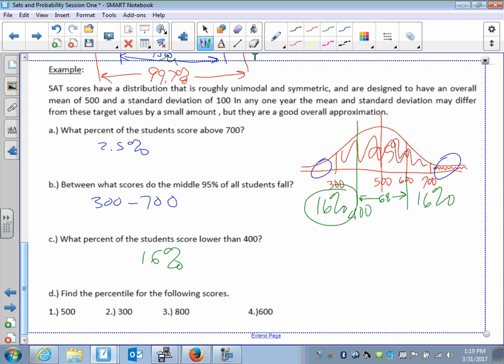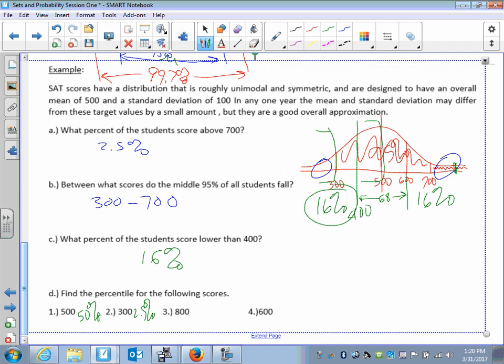So if we want the percentile of 500, we want the percentage of students that scored below the 500. Now, 500 is here, so below 500 is 50%. 300. Now, 300 is here, and the amount below 300 is the same as the amount that's above 700. We've already figured that out. So that's 2.5%.